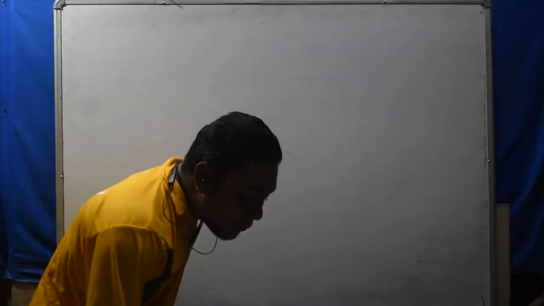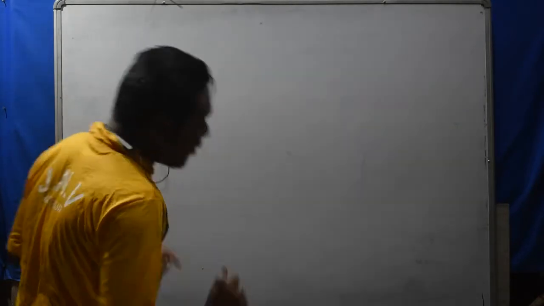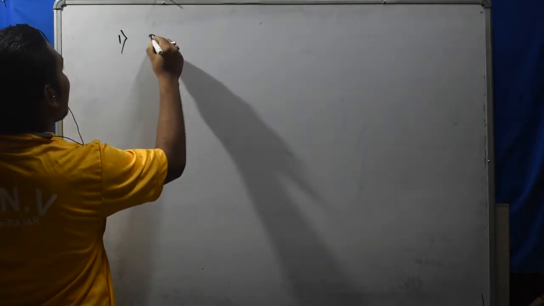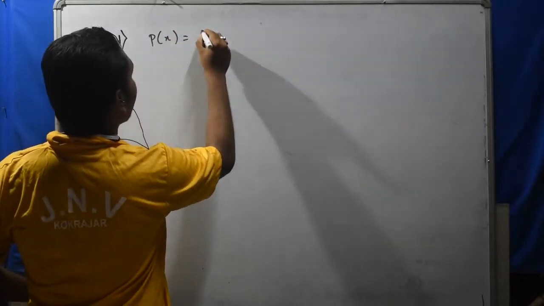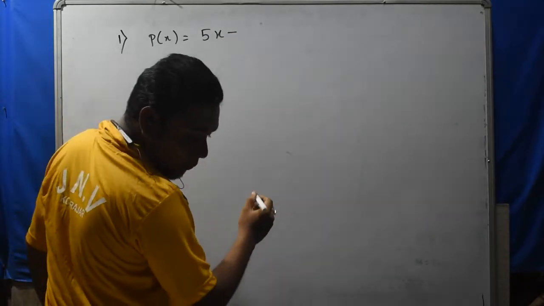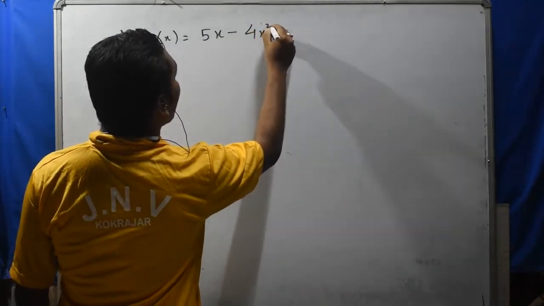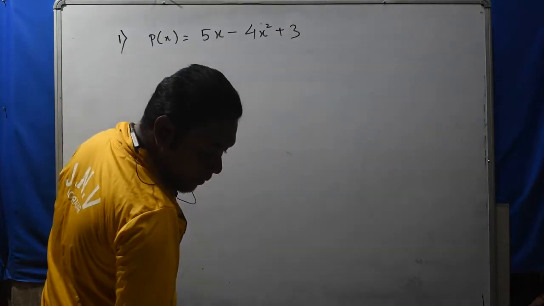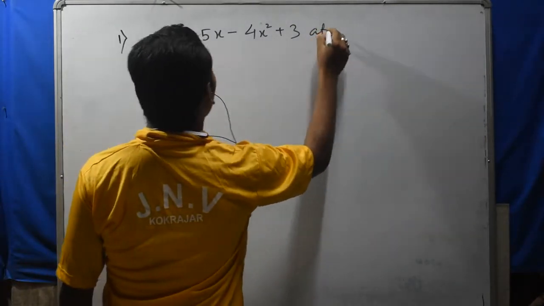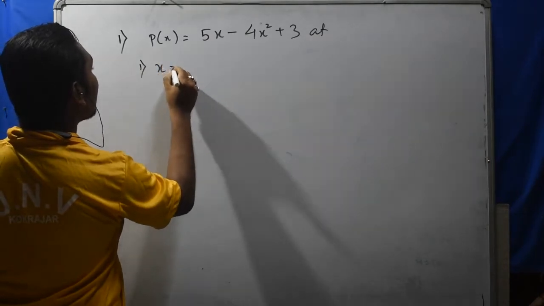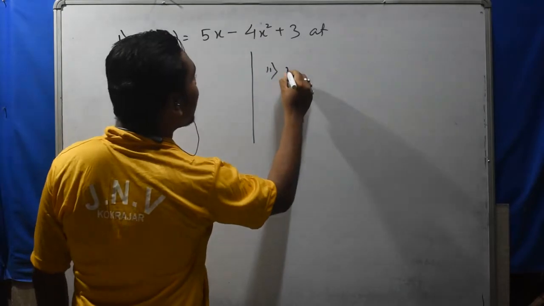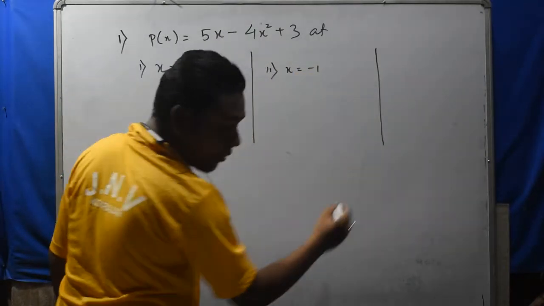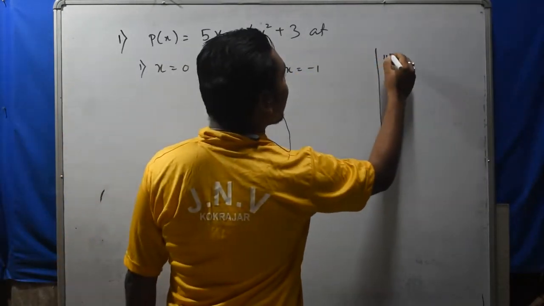Exercise 2.2: find the value of the polynomial 5x minus 4x square plus 3. Number 1, p(x) is given as 5x minus 4x square plus 3, at number 1 x equal to 0, number 2 x equal to -1, number 3 x equal to 2.